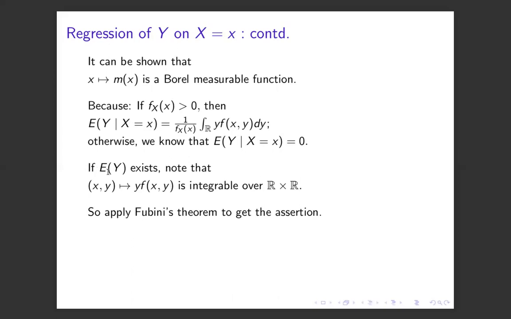Now, if the expectation of y exists, what does it mean? y multiplied with little f_xy, that is the joint density, is integrable with respect to x and y, jointly integrable over R cross R. The integral of y f_xy over R^2 exists, is finite. Or rather, the mod of that is finite, the integral of the mod of this function.